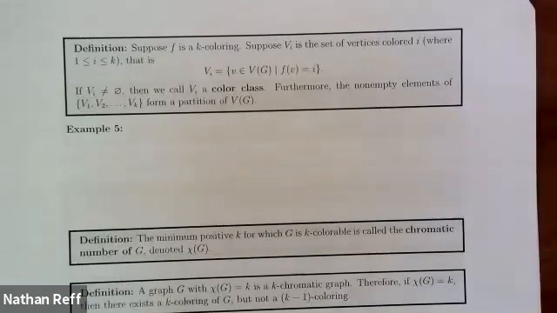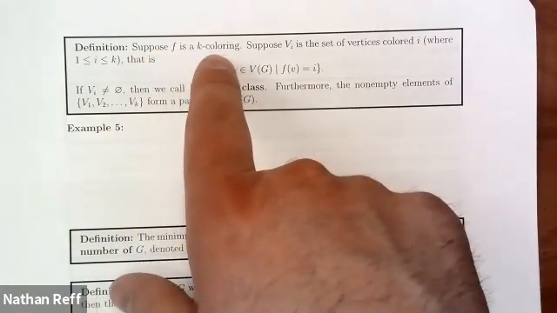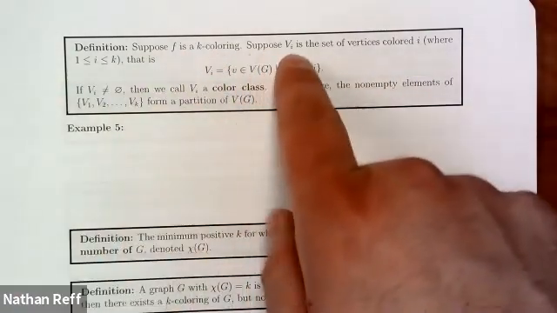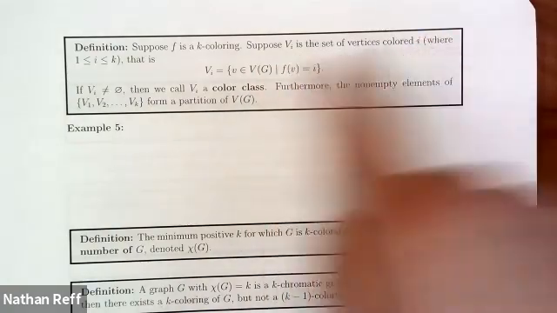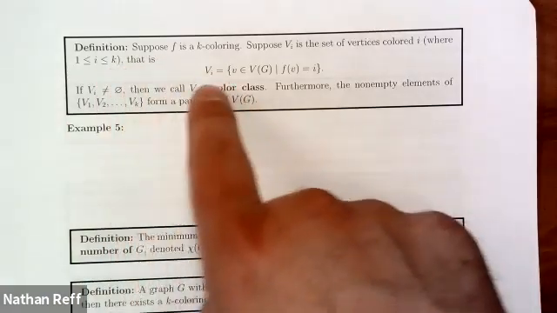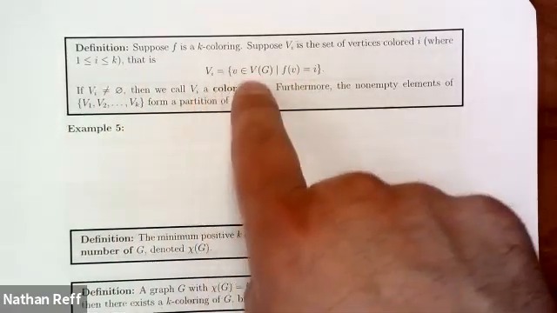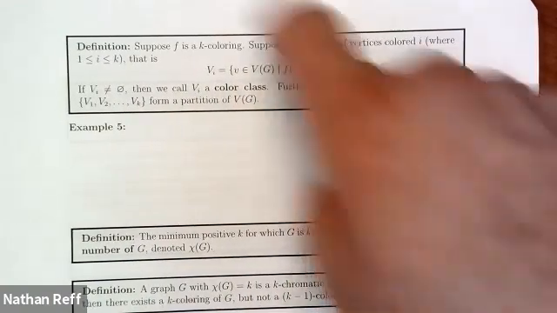Okay, so next, going off of that bipartite condition. Suppose f is a k-coloring, just in general, and suppose V sub i is a set of vertices that are colored i, where i is between 1 and k inclusive. In other words, what you're really saying is V_i is the collection of vertices such that f(v) is equal to i.